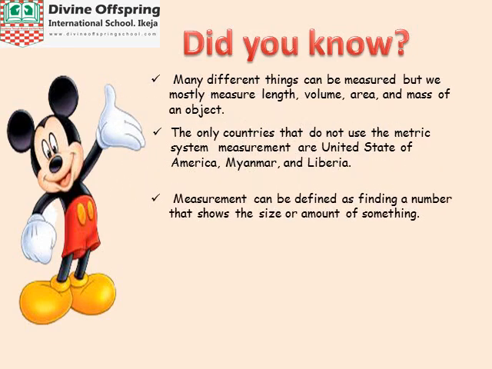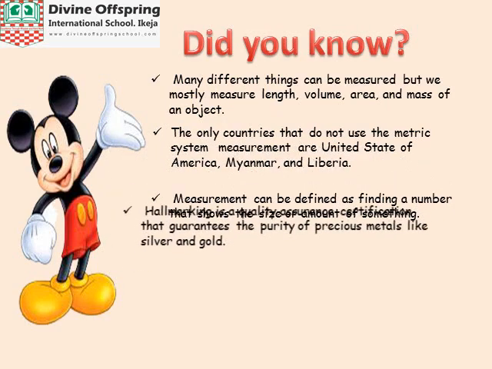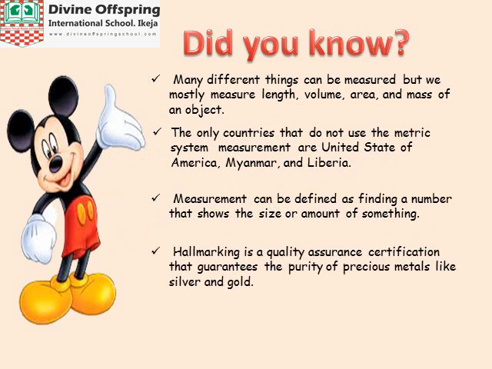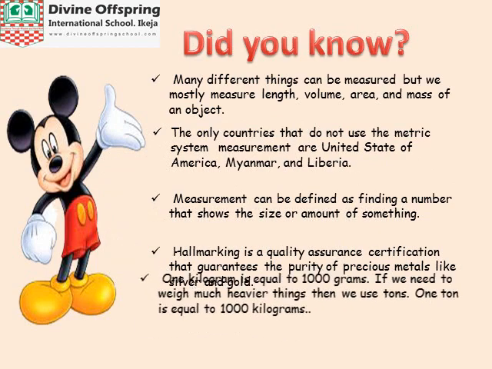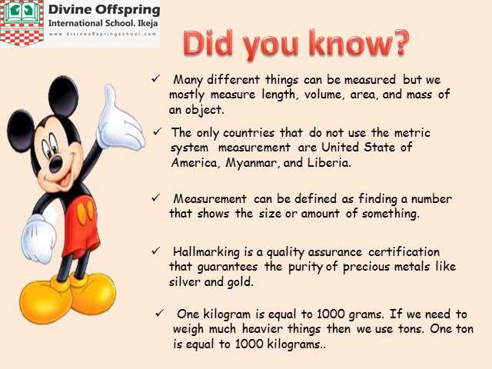Measurement can be defined as finding a number that shows the size or amount of something. Hallmarking is a quality assurance certificate that guarantees the purity of precious metals like silver and gold. 1 kilogram is equal to 1,000 grams. If we need to weigh much heavier things, then we use tons. 1 ton is equal to 1,000 kilograms.